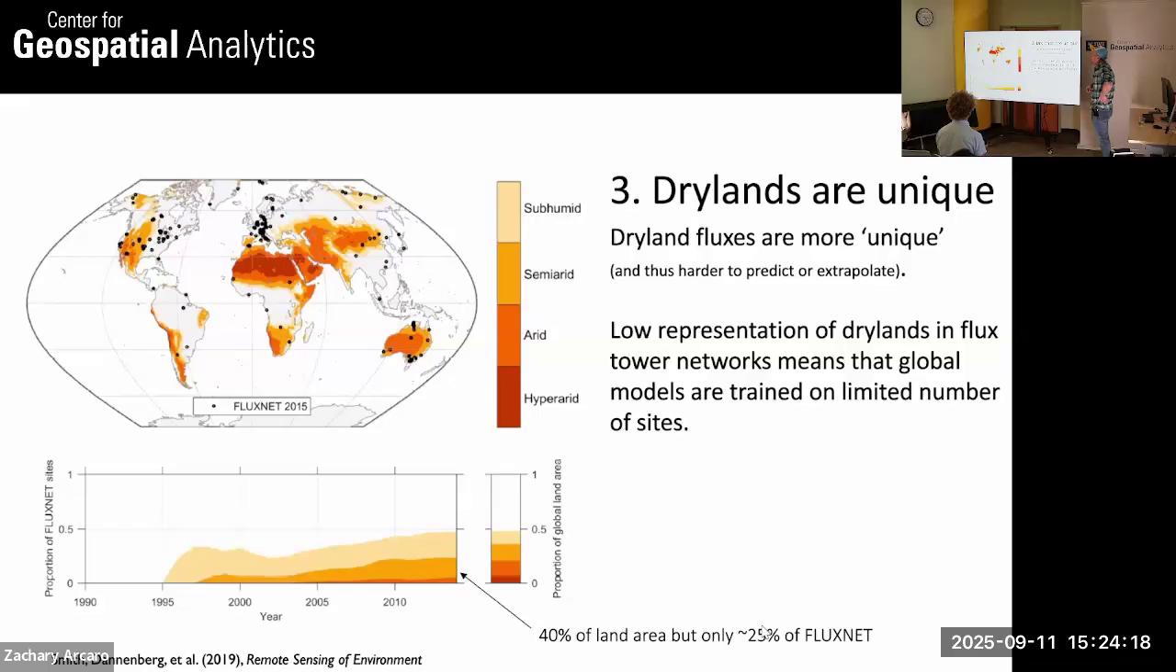And so this is a problem because of the sparse representation of drylands in the flux tower networks. So I mentioned that we've got a few hundred flux towers across the globe. This map is basically showing where those are located.